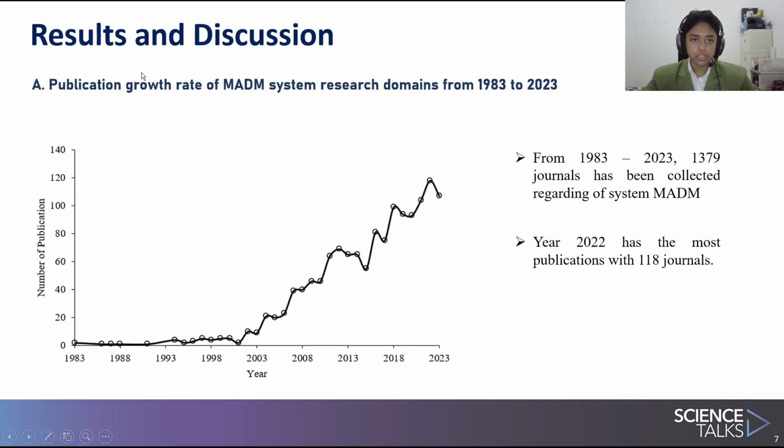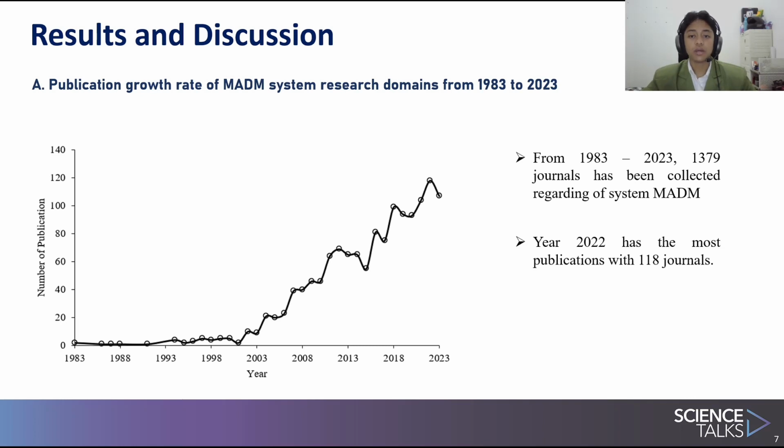Then we go to result and discussion. Publication growth rate of MADM system research domain from 1983 to 2023. A total of 1,379 journals about MADM system have been published over the last 40 years with 9 different types of documents.